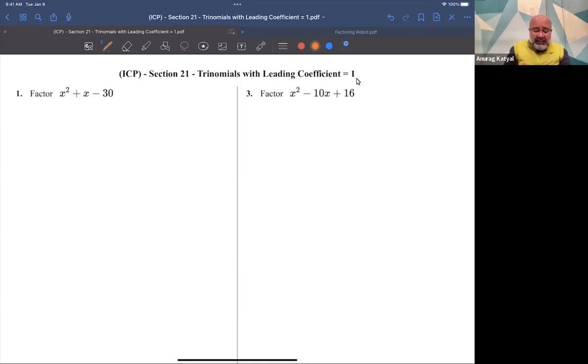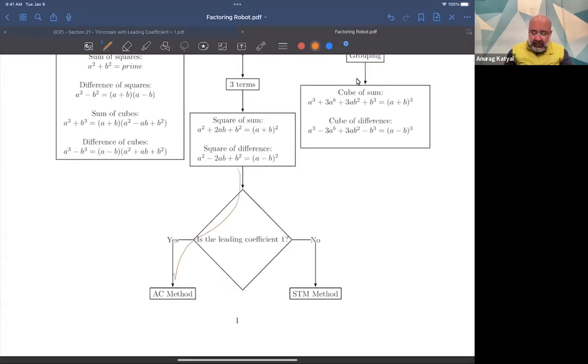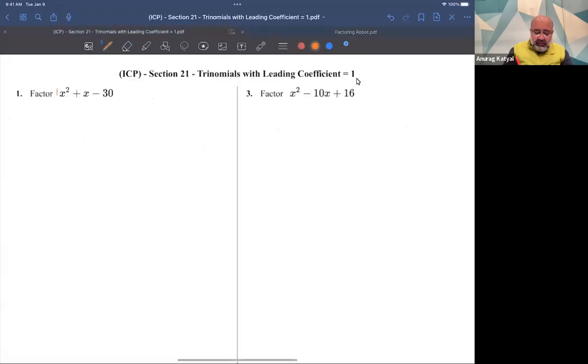And then you ask yourself, is the leading coefficient 1? Sure is, which means now we come down the drain to the AC method. The AC method, hopefully you remember, is you multiply A and C. So A is 1, C is negative 30. Then you find factors of A times C, starting at 1. So 1 times negative 30. And remember that you always account for the negatives right away, otherwise you're going to forget them later. So 1 and negative 30, negative 1 and 30 as well.